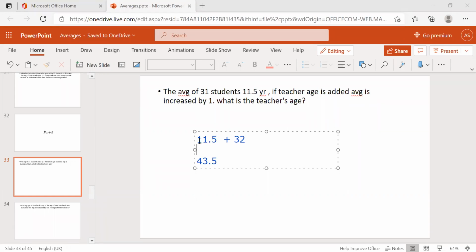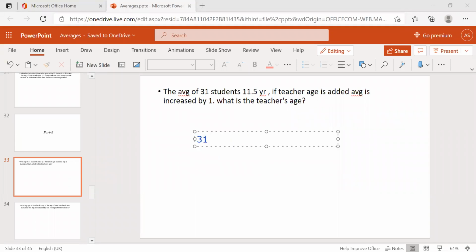So you just take 11.5 initially, and plus how much is increased? 1 year is increased. How many members are there now? 32 members. 32 into 1 year is 32. So 11.5 and 32 is nothing but 43.5. This is the smart way. But now we are going to solve all the problems here using only one method that we already discussed, the shortcut method.